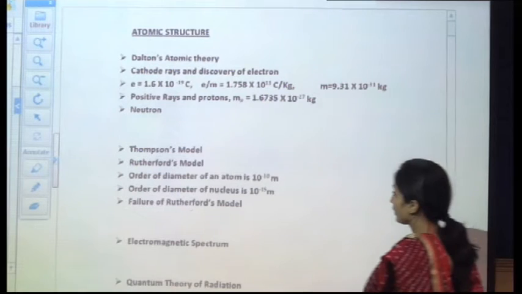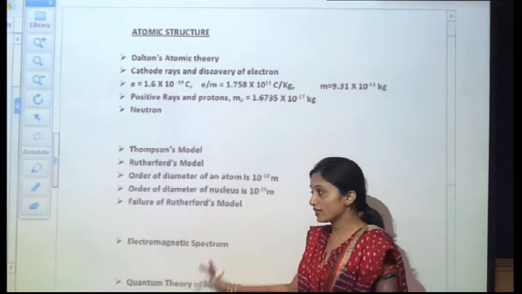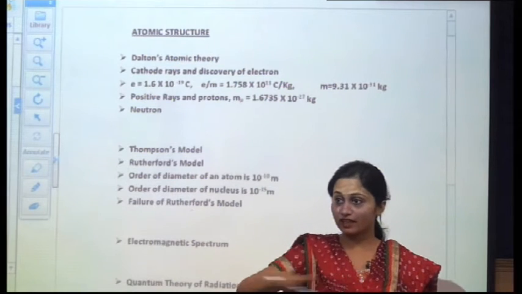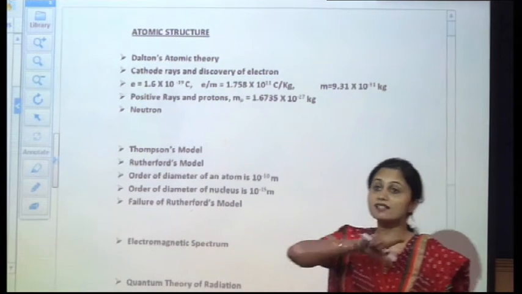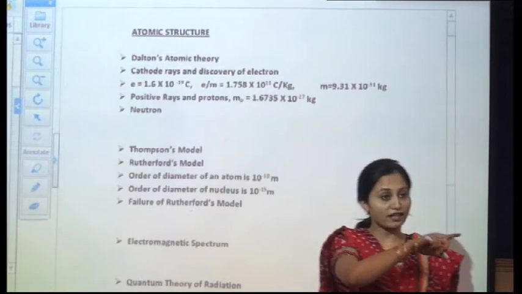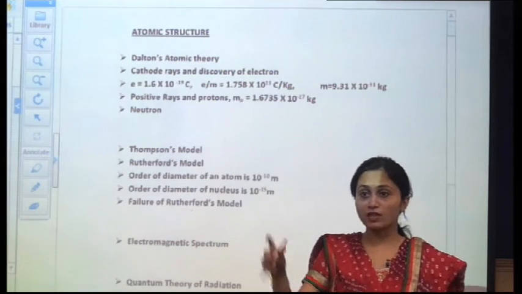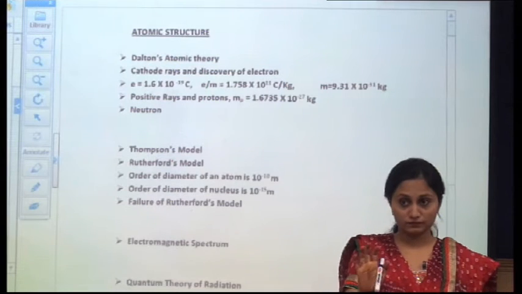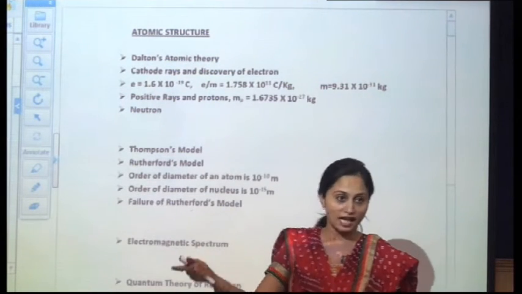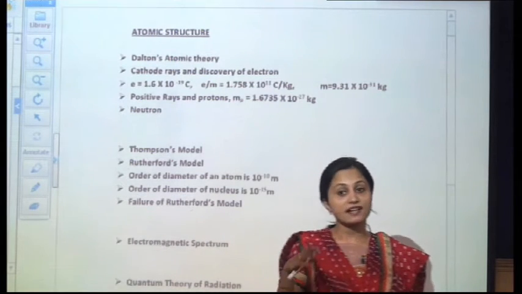And then we talked about the electromagnetic spectrum. And what do you have in the electromagnetic spectrum? I gave you a series of radiations which exist over a wide range of the wavelength. And what were those? Gamma rays, cosmic rays, X-rays, UV, visible, IR, microwaves and radio waves.